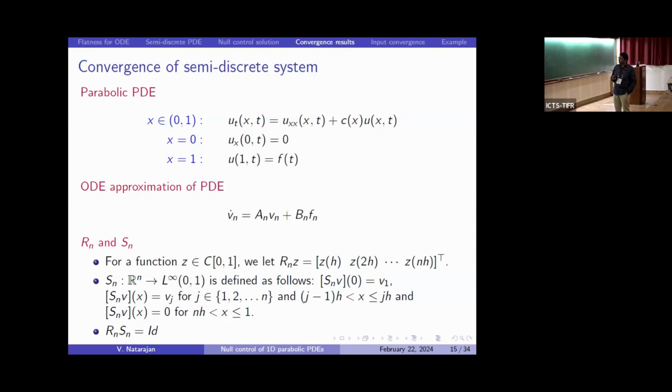I already introduced the notation Rn. Rn is basically discretizing: taking a continuous function and picking out n values to get an n-vector. Sn is the opposite. You take an n-vector and get a function out. How do you do that? You basically use a step function, so that Rn Sn is the identity.